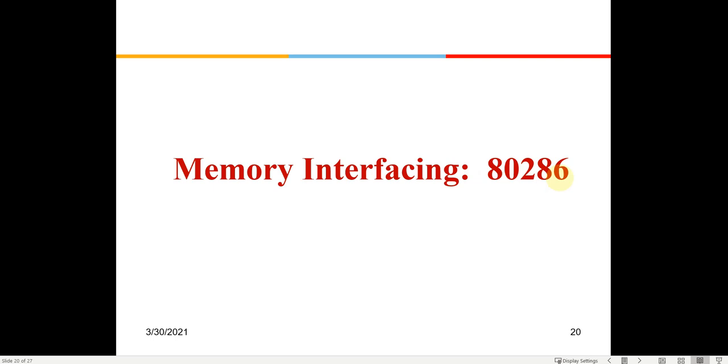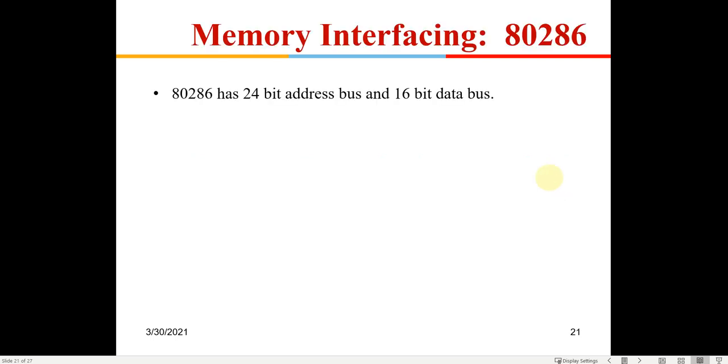The last portion we are going to see today is 80286. The only difference with respect to 8086 is that it has 24 address bus lines, and the rest of the things are exactly the same as 8086. It has a 16-bit data bus, and the only thing is the address lines are 24.